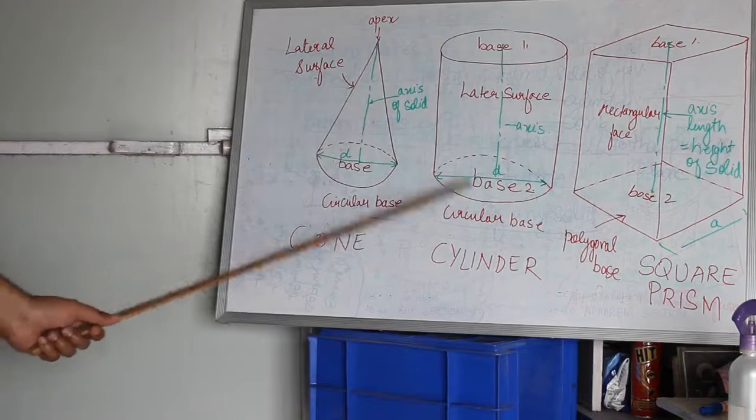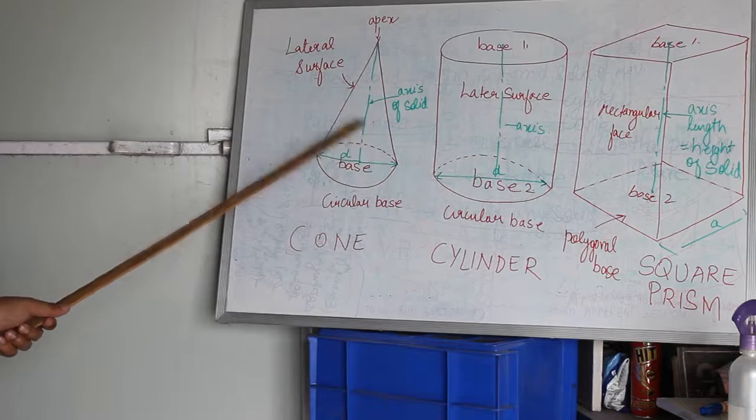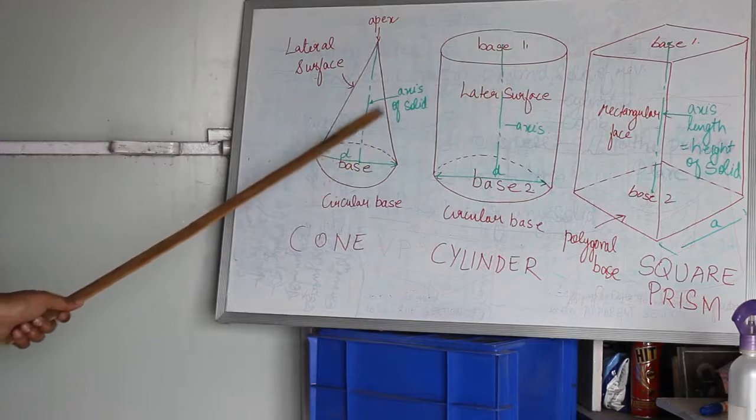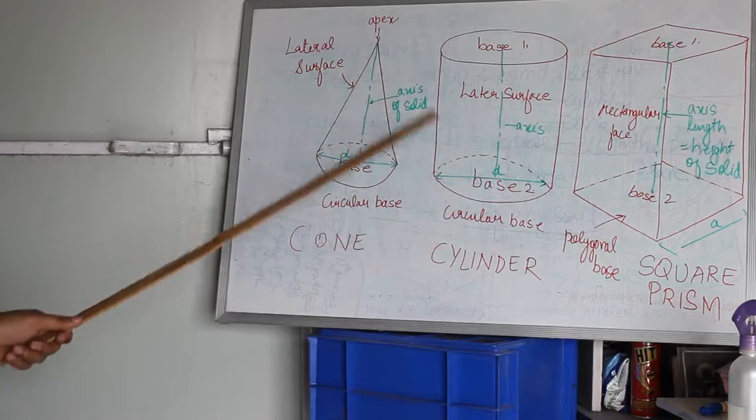So the generation of a cylinder and the cone is through revolution, and that is why these solids are called the solids of revolution.